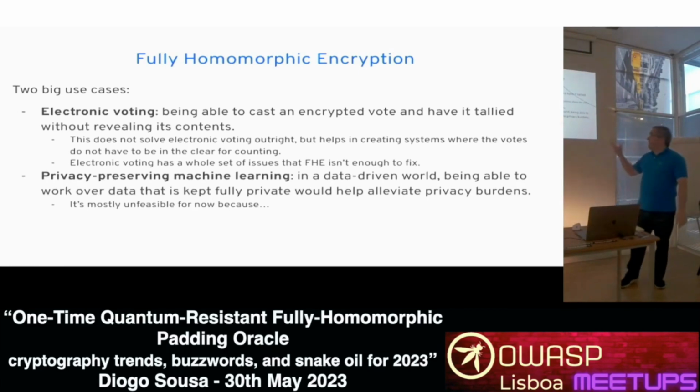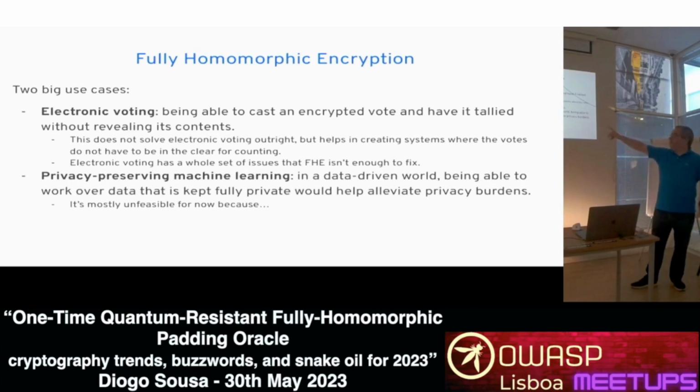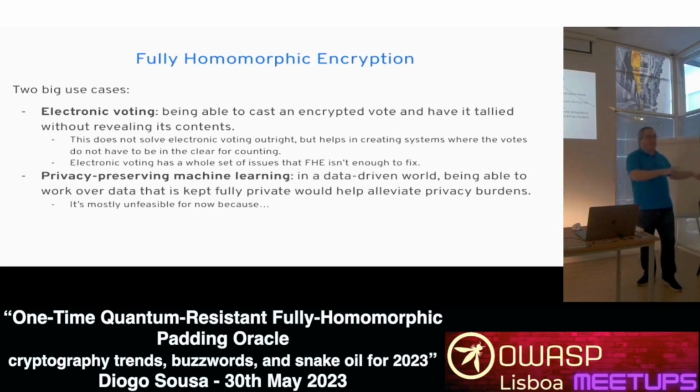Okay? This does not solve the electronic voting problem outright, because there are still a number of things that you need to account for, such as coercion and end-to-end auditability. However, it does help in creating systems where the votes do not have to be in the clear when they are counted, which is important. Electronic voting is a whole subset of systems that fully homomorphic encryption will fix, but that's a topic for another talk. And the other one, which is a big one as well, is privacy-preserving machine learning.